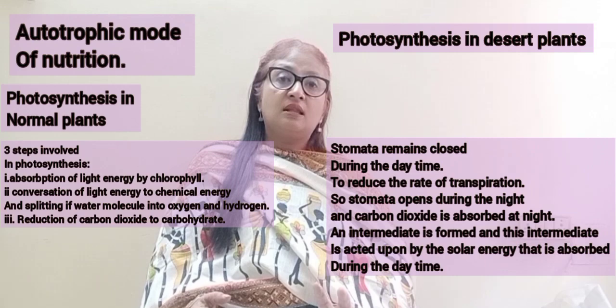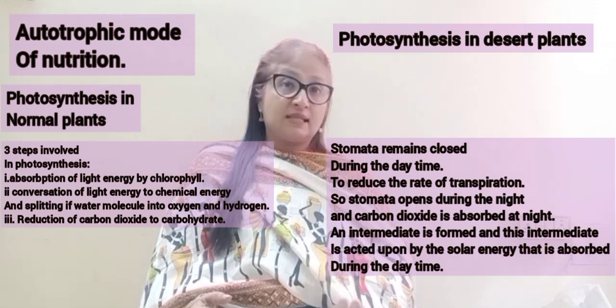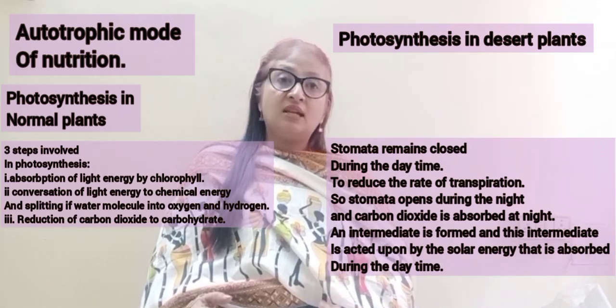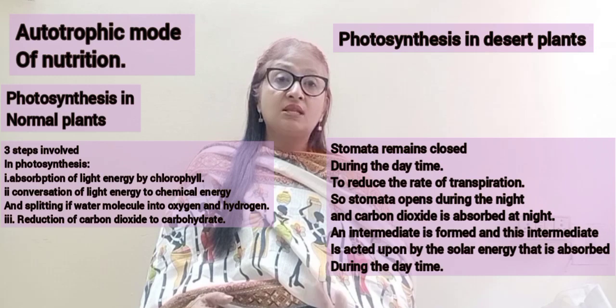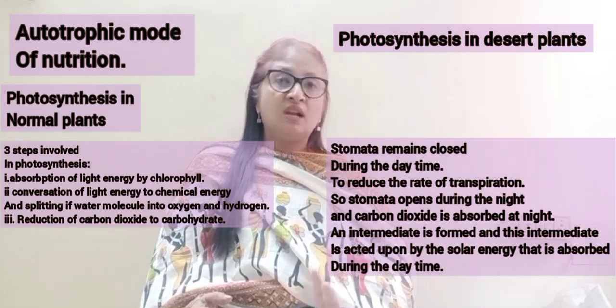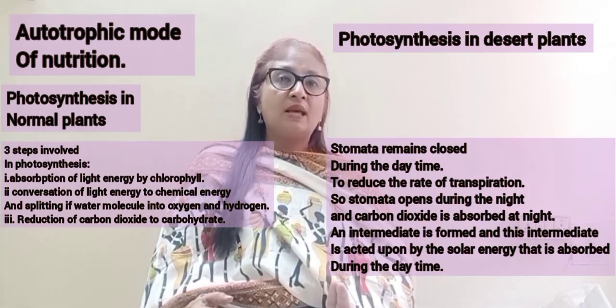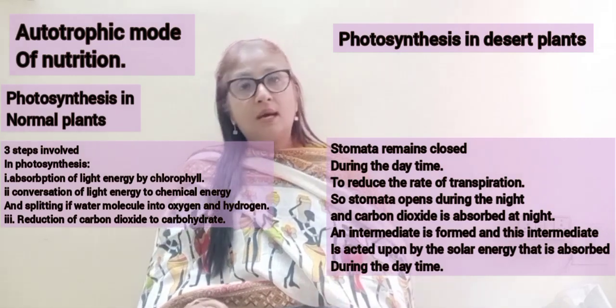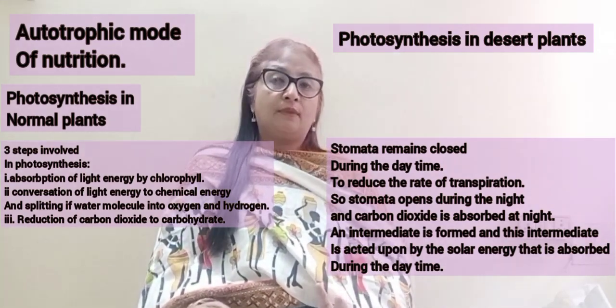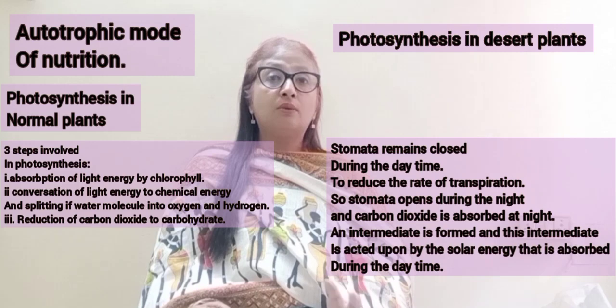But in desert plants, this is not the way it happens, because in desert plants, the availability of water is less. So the stomata remains closed during the daytime. And you know the two functions of stomata are exchange of gases and transpiration. So if stomata remains closed, both transpiration and exchange of gases cannot take place. That means carbon dioxide cannot be absorbed during the daytime. So stomata opens only at night. So carbon dioxide is absorbed during the night.